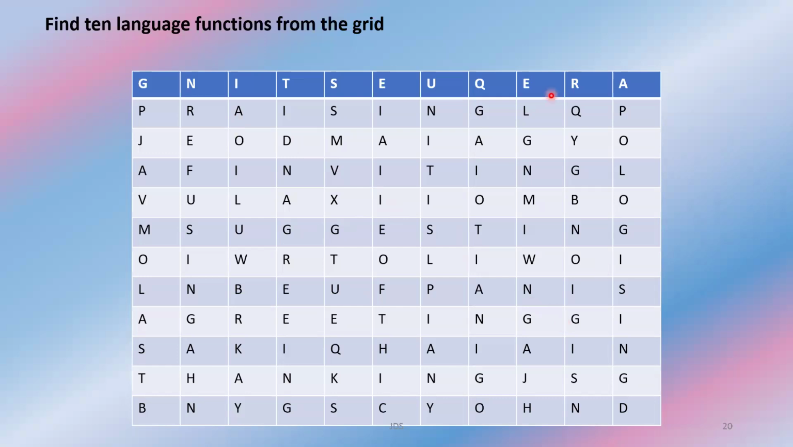And look at this. Backwards, you have requesting. R, E, Q. Yes, ma'am. Requesting. Right. So there are more than 10, I suppose. Apologizing, somebody told. Right, so that is the language functions.